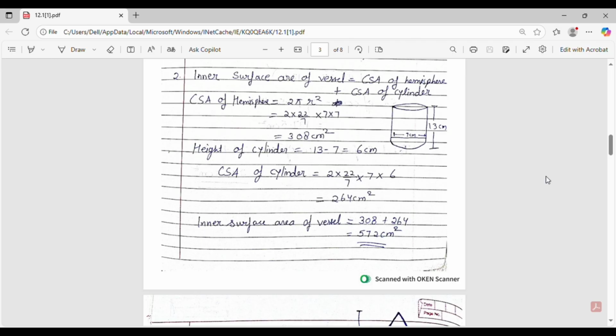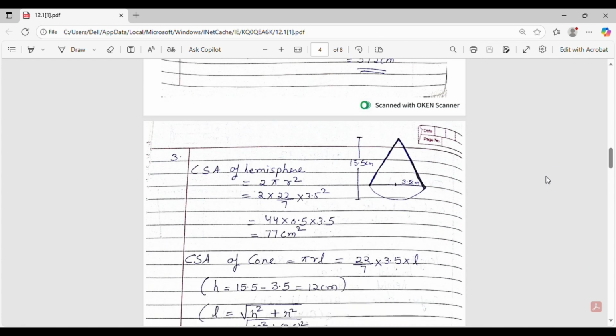So the vessel is in the form of a hemisphere mounted by a cylinder. So the inner surface area would be the sum of the curved surface area of the hemisphere and the curved surface area of the cylinder. We will not take the base and top of the cylinder. So CSA of hemisphere would be 2πr², which would be 308 centimeter square, and the height of the cylinder would be 13 minus 7, 6 centimeter. So CSA of cylinder would be 2πrh, and it is 264 centimeter square. So the inner surface area of the vessel would be 572 centimeter square.